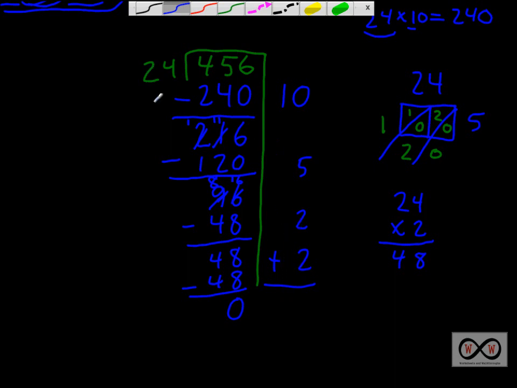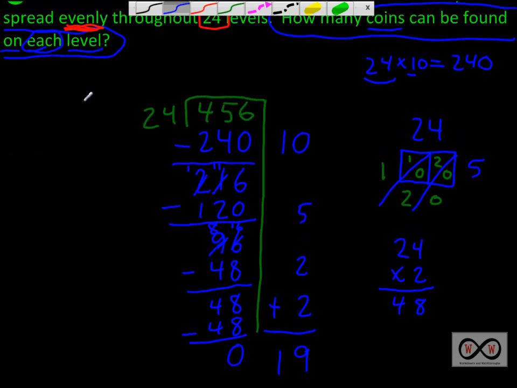So how many times did 24 go into 456? Well, we'll add these up. It would be 10 plus 5 plus 2 plus 2, or you could add the ones first. 0 plus 5. 5 plus 2 equals 7. 7 plus 2 equals 9. And we have 1 here in the tens place, so that would be 19. So if we've done this correctly, it's always good to check your division with multiplication, but let's check this out.